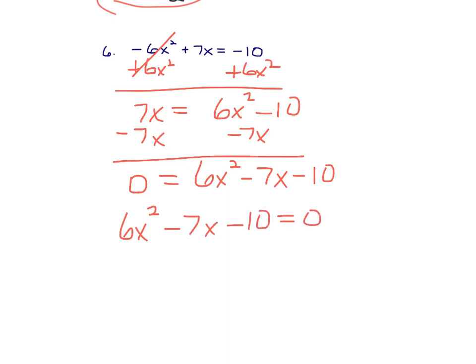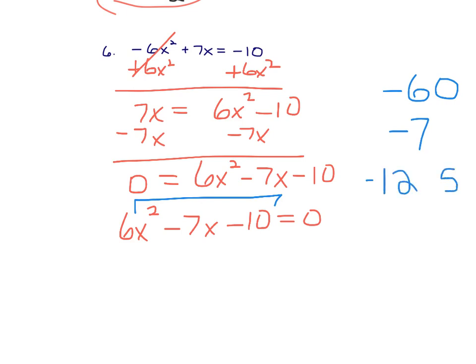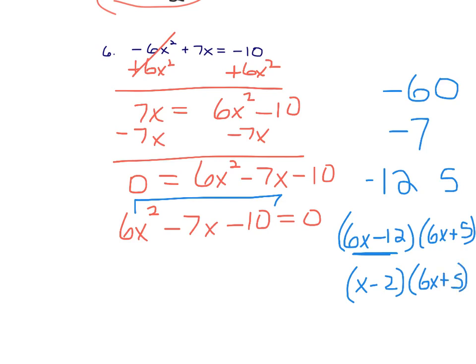So now if I multiply the beginning and the end, I'm looking for factors of negative 60 that will give me negative 7. I'm going to try 12 and 5, and my 12 is going to be negative. So if I set it up as 6x minus 12, and then 6x plus 5, when I reduce this one, it becomes x minus 2, and this one I can't reduce. Now I'm going to FOIL it to make sure it goes back to the original one that I rearranged. When I multiply the last two, I do get negative 10. Then the outer gives me positive 5, inside gives me negative 12, and I do get negative 7.